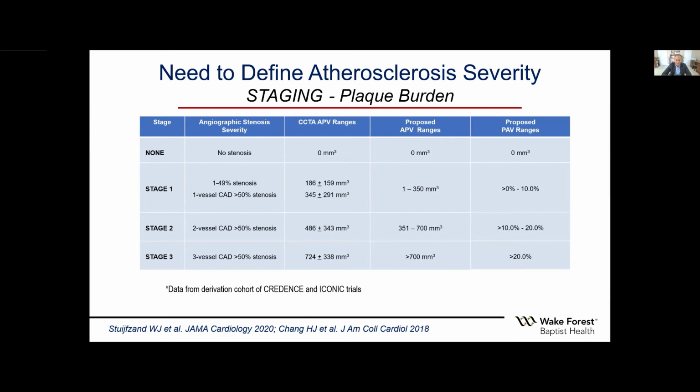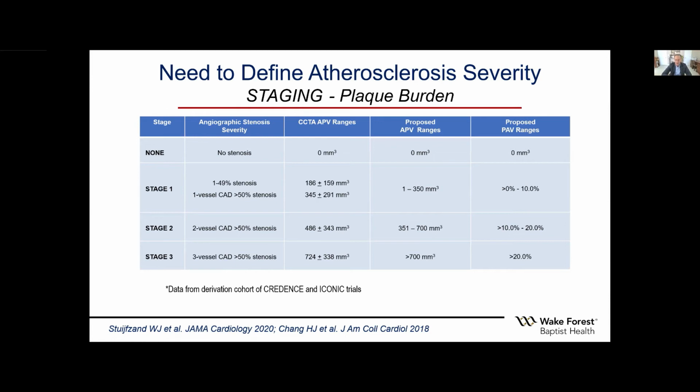This is derived from 2 large CTA trials, Credence and Iconic. And you can see on the right some proposed absolute plaque volume ranges and proposed percent atheroma volume ranges. I think for ease of use as well as theoretical reasons that the percent atheroma volume staging system is probably the one to go with.